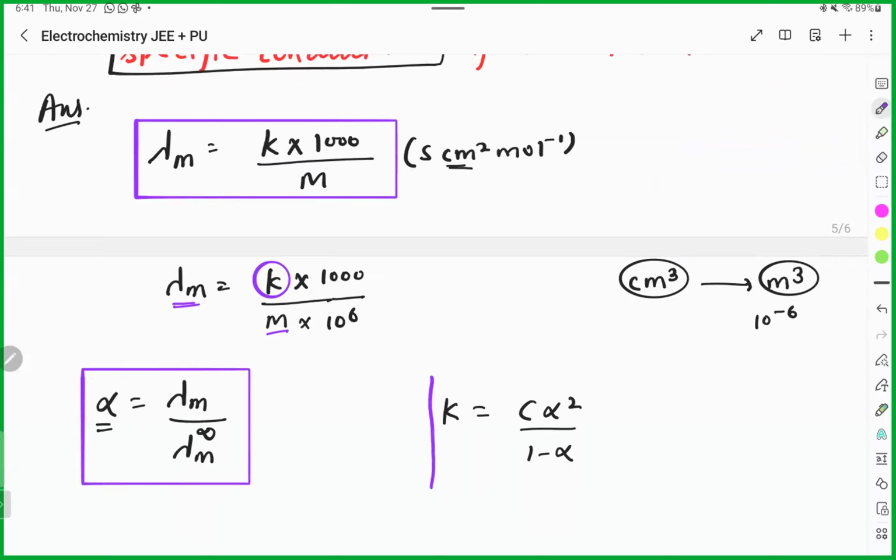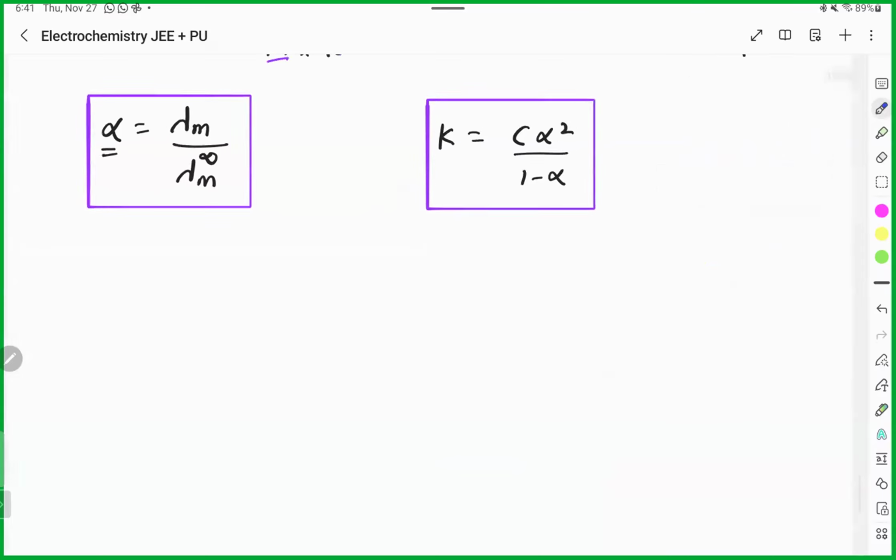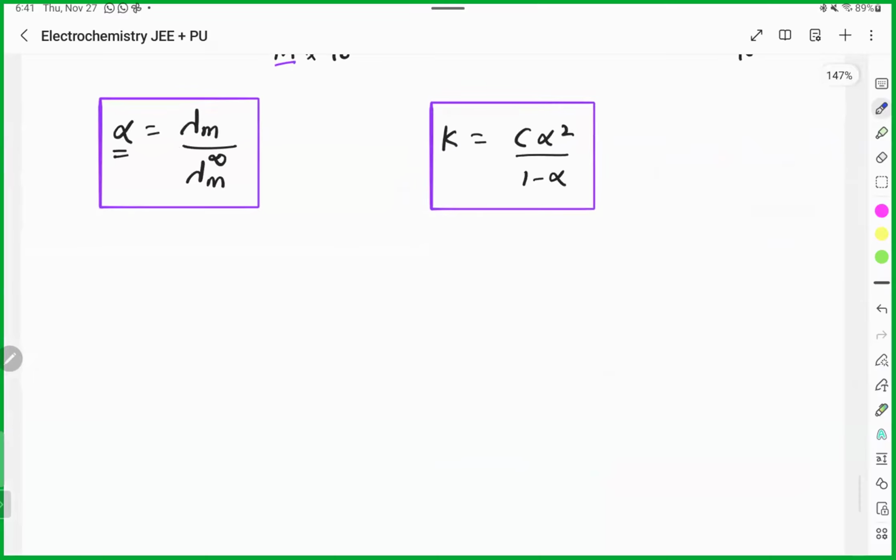Any doubt, guys? No, sir. Remember this is for weak electrolytes. So this topic is done. But remember, you have to solve questions. In the next class, you can ask any question related to this. Until you solve at least 20-30 questions, you will never get an idea whether you are good at it or bad at it.